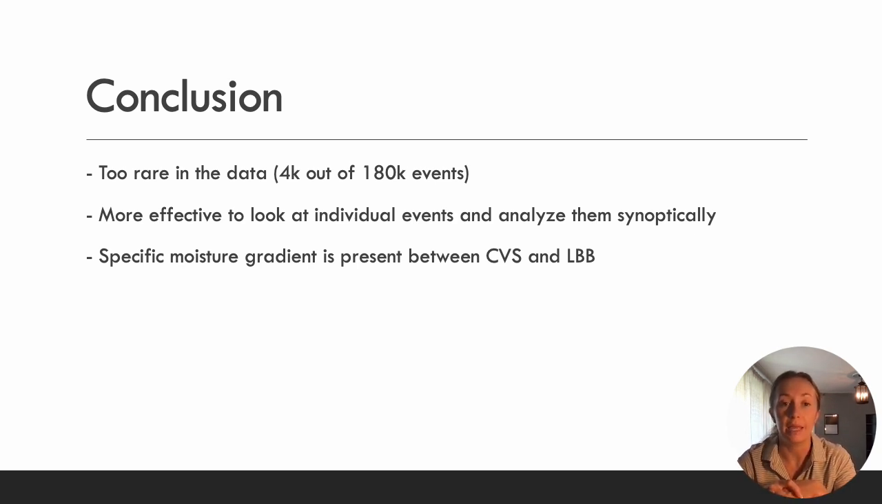However, we did find that there is a high specific moisture gradient between Cannon and Lubbock. So I think more research and more analysis is needed. But from our literature review and from what I found myself, I'm pretty confident in saying that there is a dry line that sits pretty squarely between those two airports.